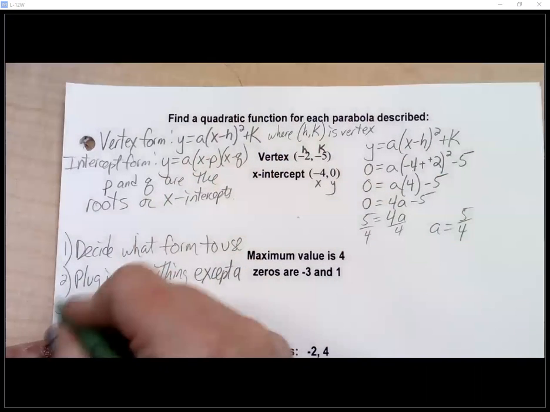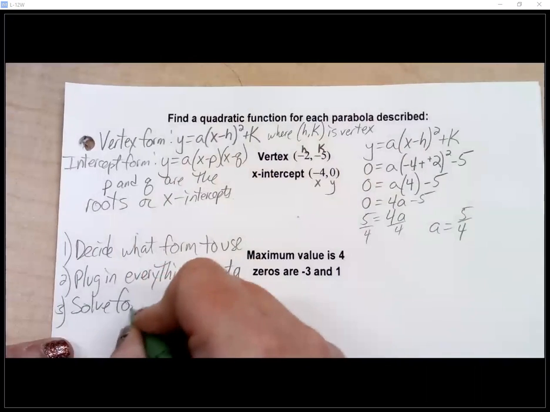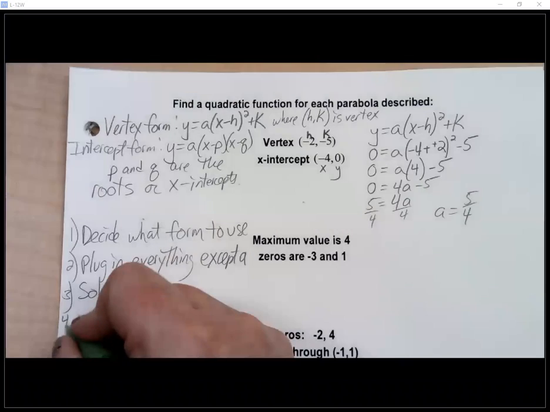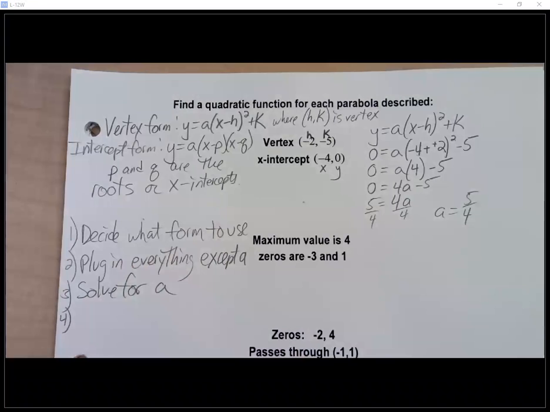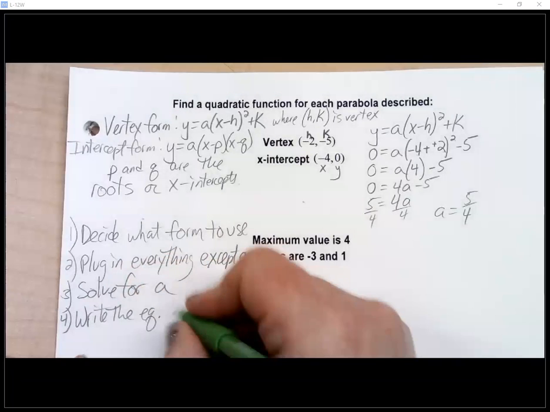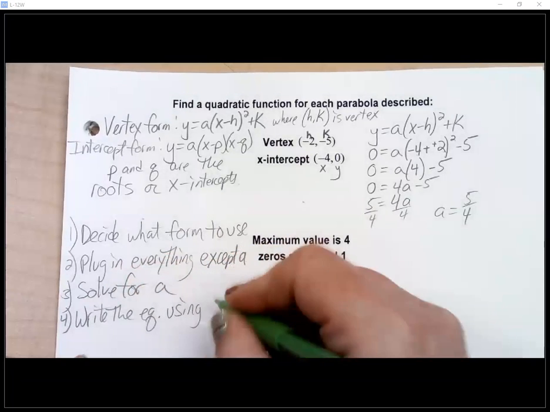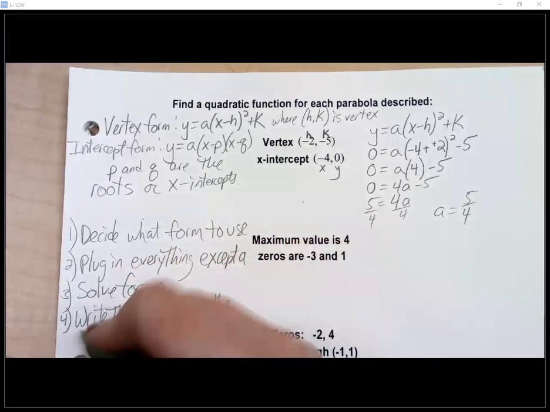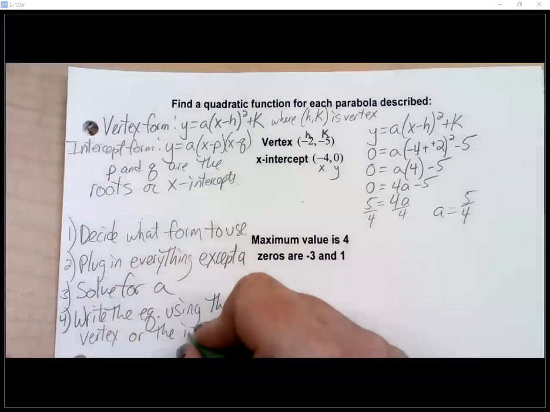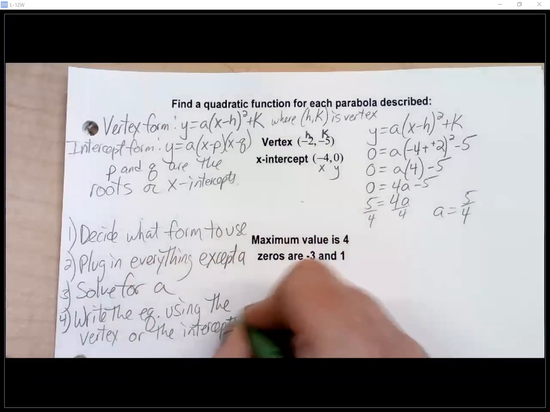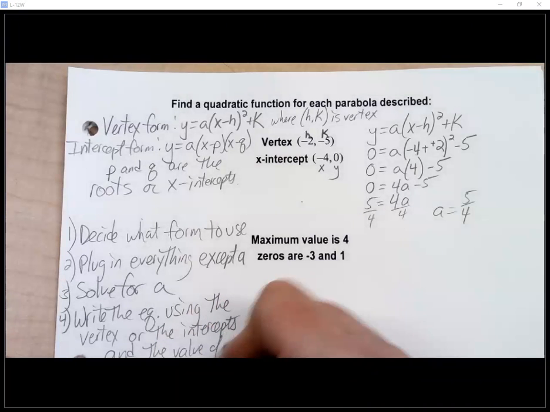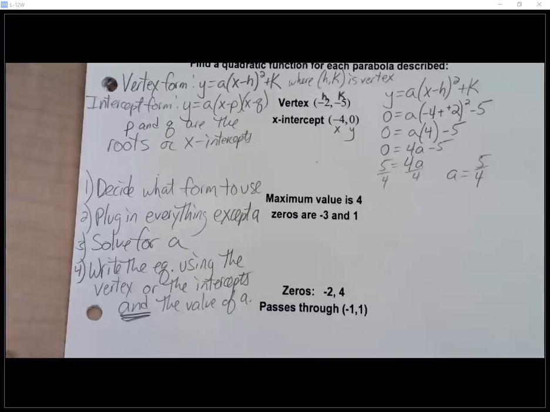Solve for A. And then your last step, once you finally know what A is, you have to write the equation. So you're going to write the equation using the vertex, if that's what you're given, or the intercepts, if that's what you have, and the value of A. So that's the step that we're on now.